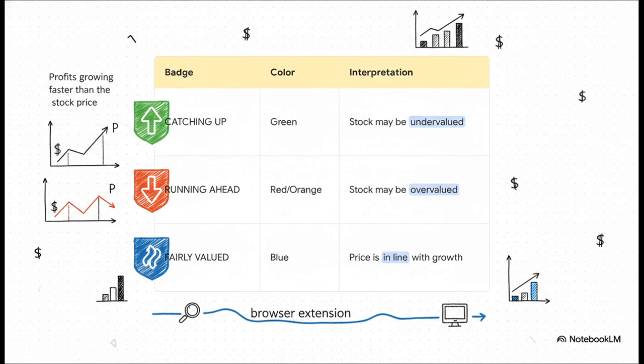If profits are growing faster than the stock price, you get this green catching up badge, a little hint that it might be undervalued. But if the price is getting way ahead of the profits, you get a red running ahead badge, which is a clear warning sign.